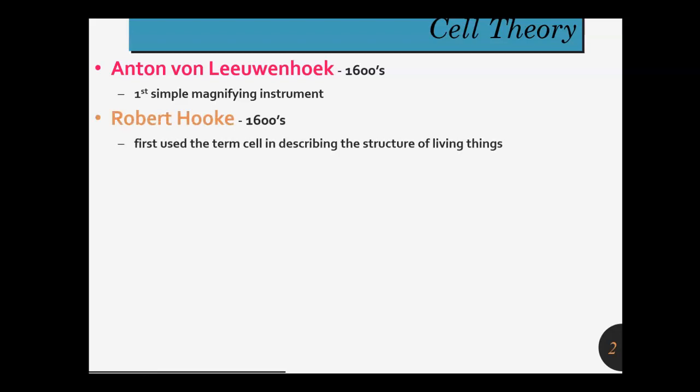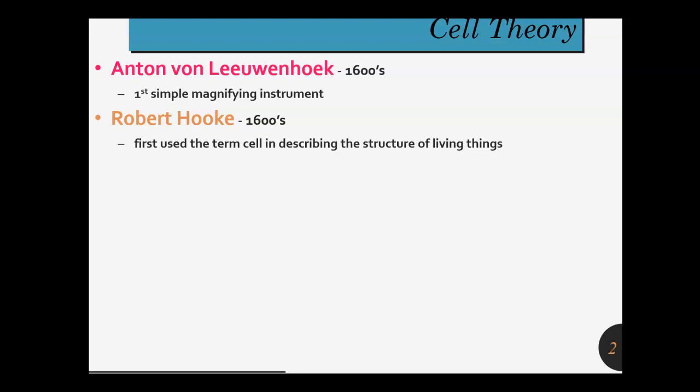Then Robert Hooke in the 1600s, he was the first person to actually coin the phrase cell when describing the structure of living things. He said that the cell of a monastery resembled what he was seeing in living things. For example, he got this idea because when the cork was sliced very thinly, the cork resembled the cell of a monastery. So it was more of a rectangular type structure.